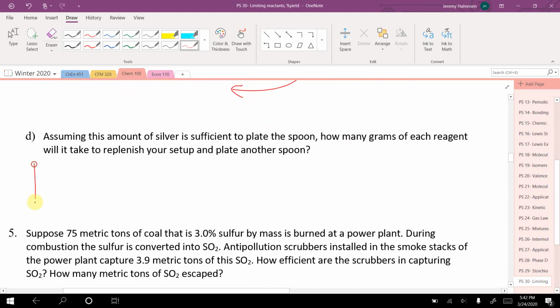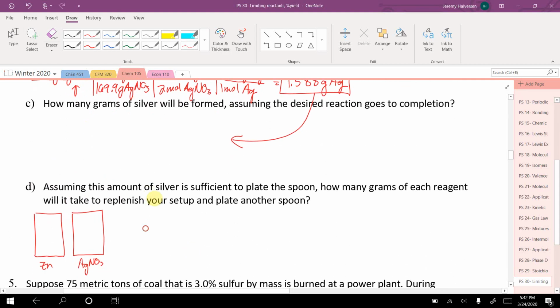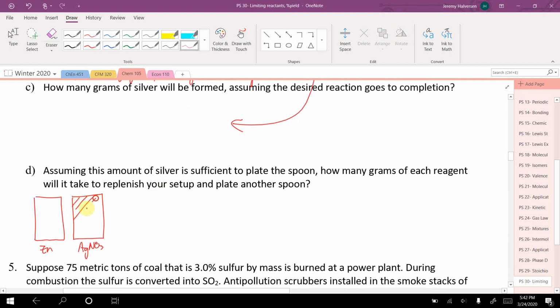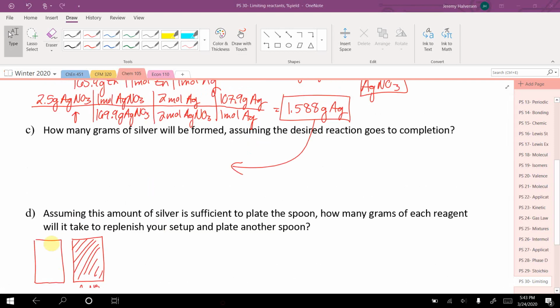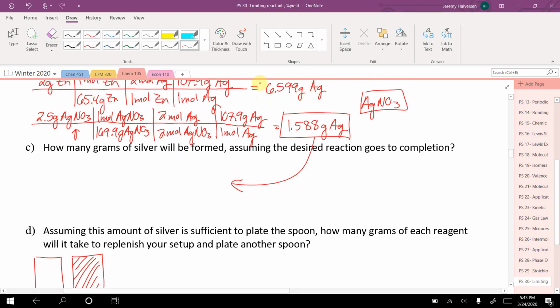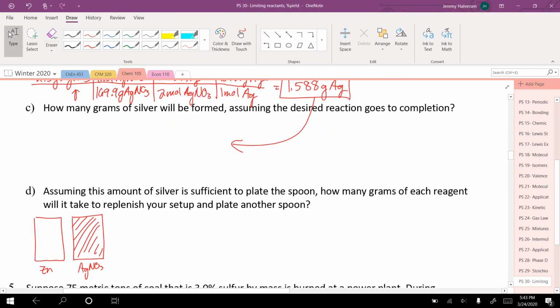I'm going to draw a picture. This is my zinc. This is my silver nitrate. I run my reaction. At the end of the day, silver nitrate was the limiting reactant, and so it's all gone. My zinc, however, I lose some of it. I don't know how much I lose, but at the end of the day, it's not all gone. If it was gone, I would have made 6.599 grams of silver. It's not all gone, which means there's still some left.